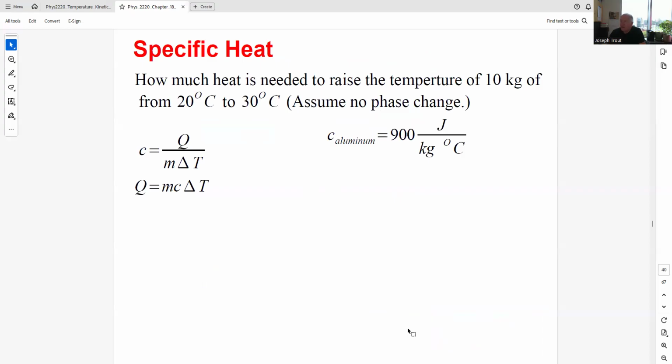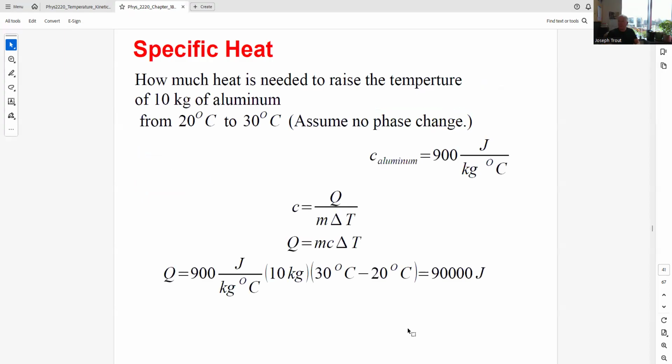So for specific heat, if we want to know how much heat is required to raise 10 kilograms of aluminum from 20 degrees C to 30 degrees C, we just need to multiply the mass times the specific heat times the change in temperature. In this case, it's 900 times 10 times 10, and we end up with 9 times 10 to the fourth joules, or 90,000 joules.